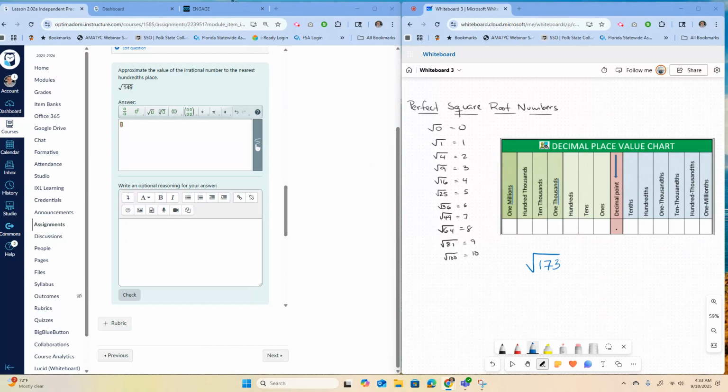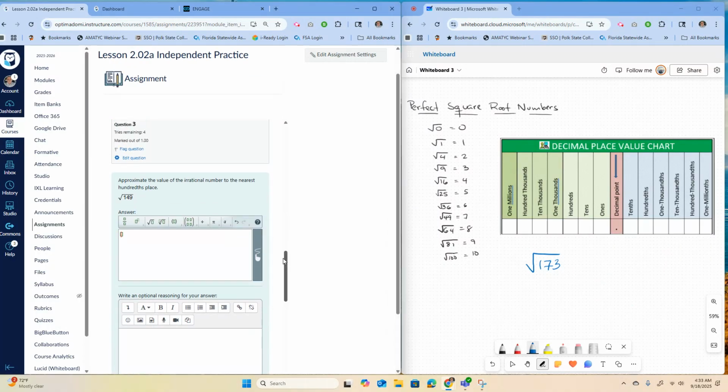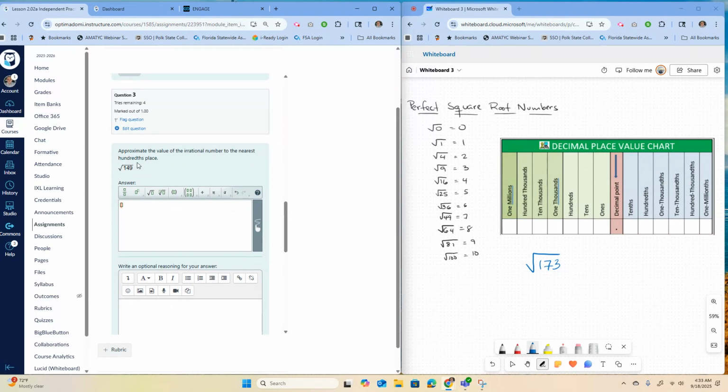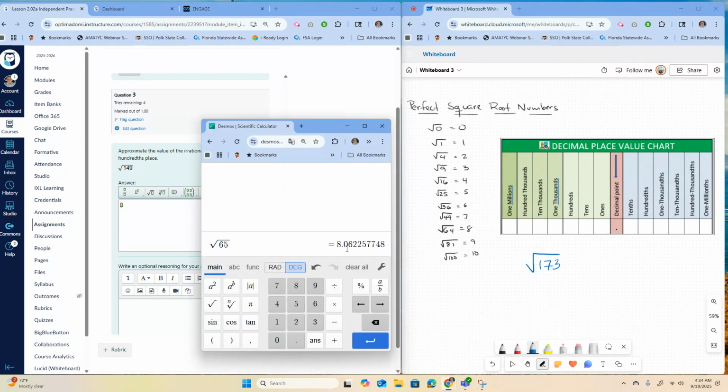All right, here's problem number 3. Same idea as the previous one. We are going to approximate the square root of 149. These are irrational numbers. When they say approximate, it means we're going to do rounding. We're going to round our answer. Now, they say round to the nearest hundredths place. So what you're going to do is take your calculator. Let me clear this up. Now I'm not going to do this one. I'm going to do the square root of 173. Put that in your calculator.